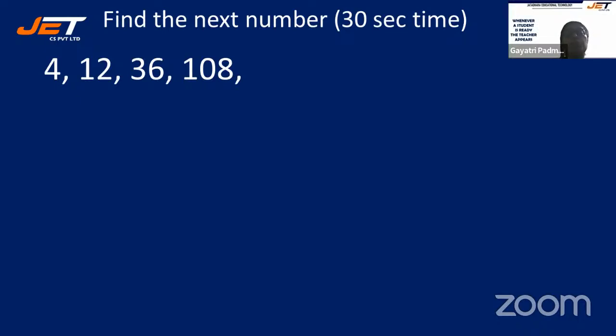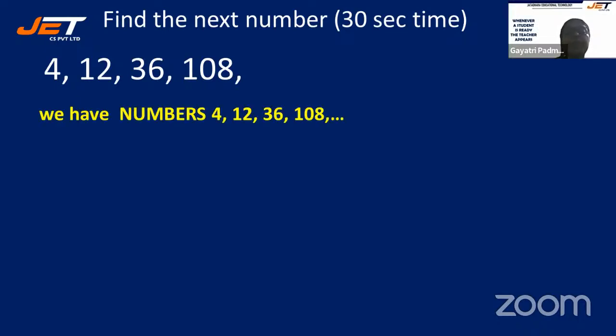We have 4, 12, 36, 108. Now let's find the relation between the first and the second number and try to bring out the same relation with that of the third.